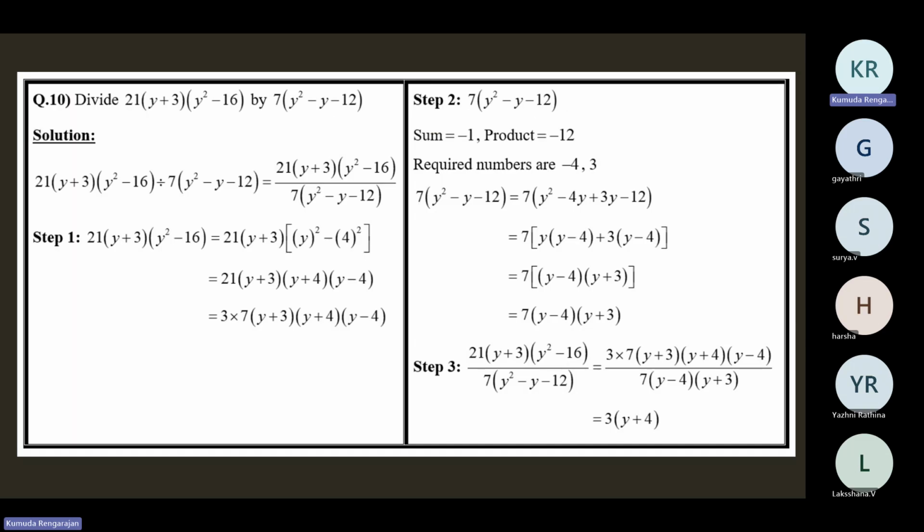This I want you to understand yourself. We recently did questions like this in the class.